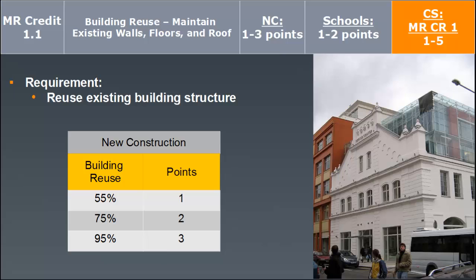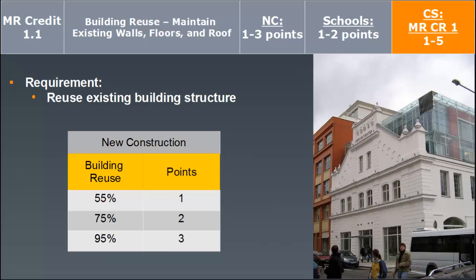The first credit in the material and resource section is building reuse. Maintain existing walls, floors, and roof. For new construction, there's 1 to 3 points available. Schools, 1 to 2. In core and shell, this is even more important because you could be doing a major retrofit of existing buildings. So there's 1 to 5 points available. The image shows a great example of an older historic building with new construction integrated with it, keeping the old facade.